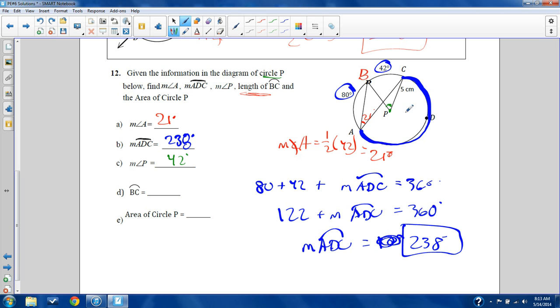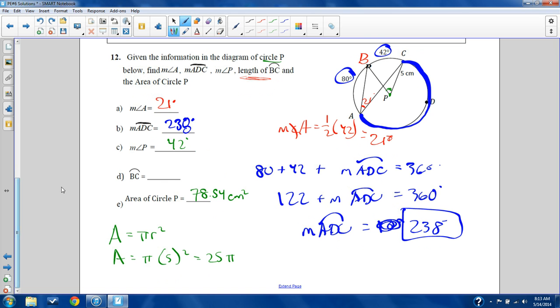Area of circle P. Okay, we have a radius of 5 centimeters here. They give you this length is 5. That's one of your radii. So that's all you need. Your area of a circle is pi r squared. So area is pi times 5 squared, which is 25 pi. If you round that value, because that's what we've been doing, multiply by pi in your calculator, you'll get 78.54. They've given us units here. This is centimeters, so this is square centimeters.